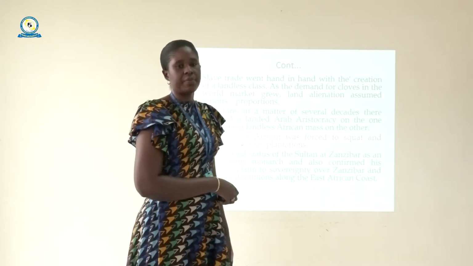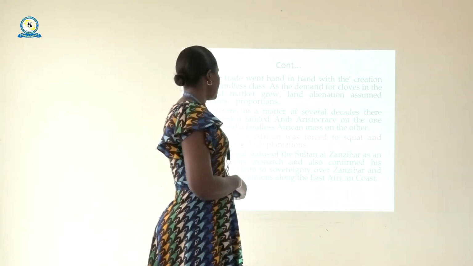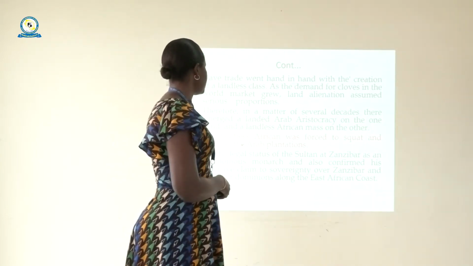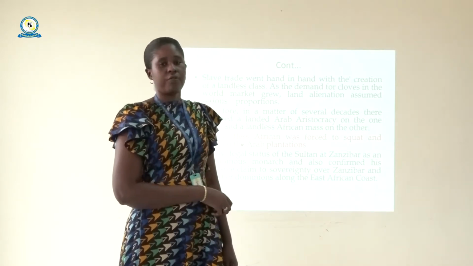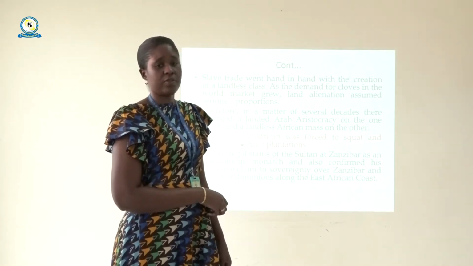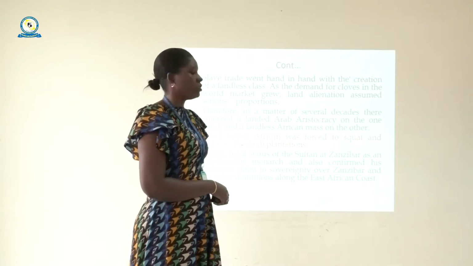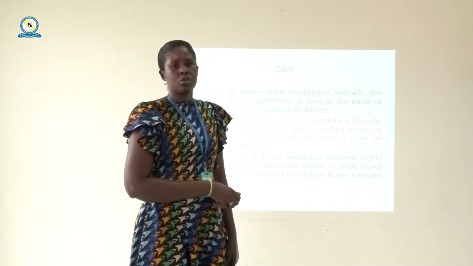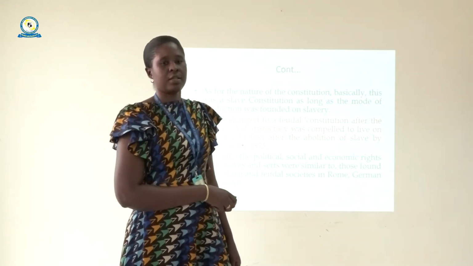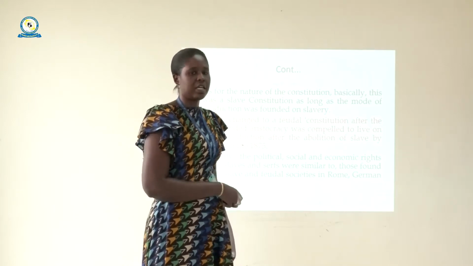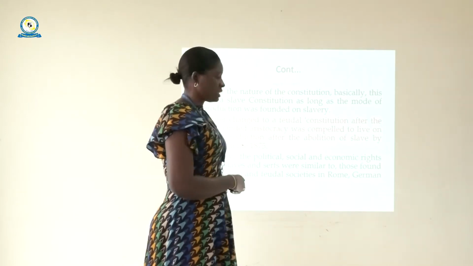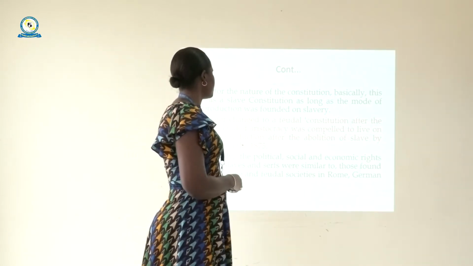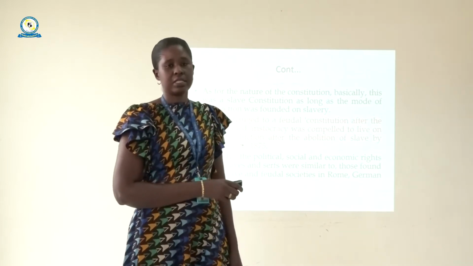So, as this goes by, the legal status of the Sultan of Zanzibar as autonomous monarch was also confirmed, as was his exclusive claim to sovereignty over Zanzibar and other dominions along the East African coast. When we discuss the nature of the constitution, basically this was a slave constitution, as long as the mode of production was founded on slavery.